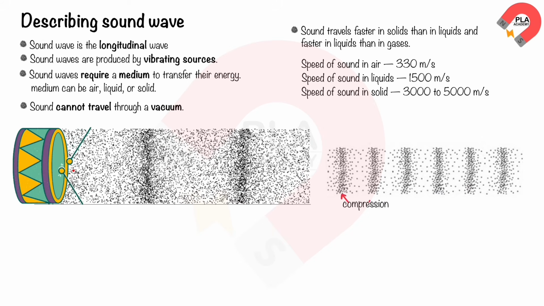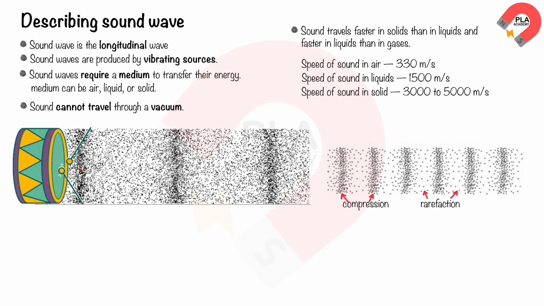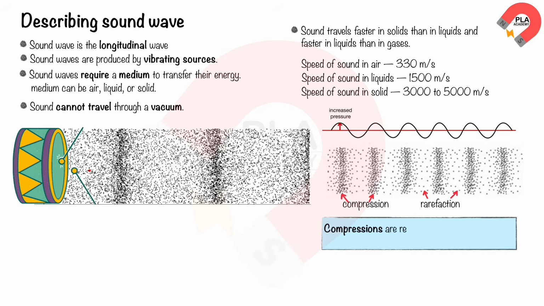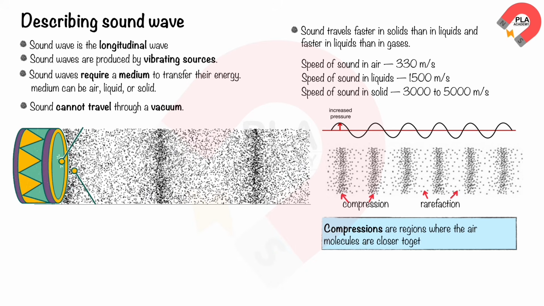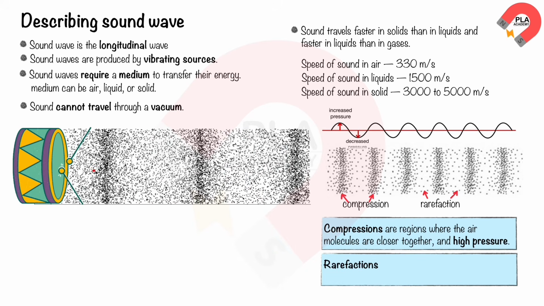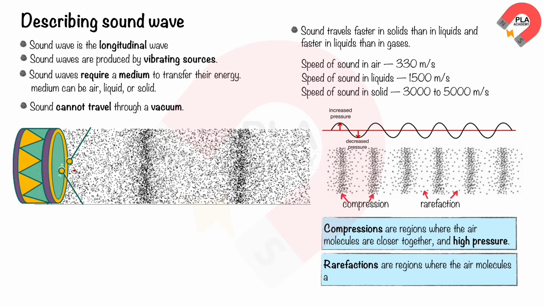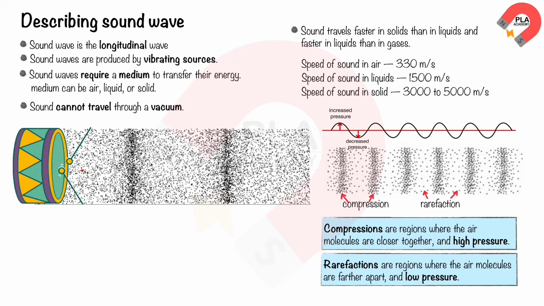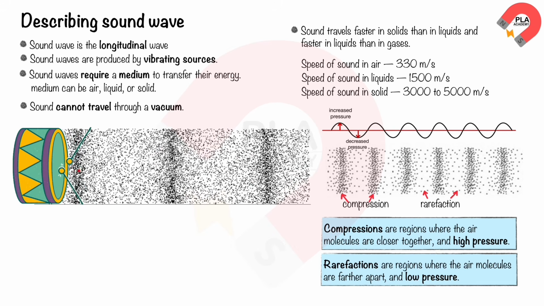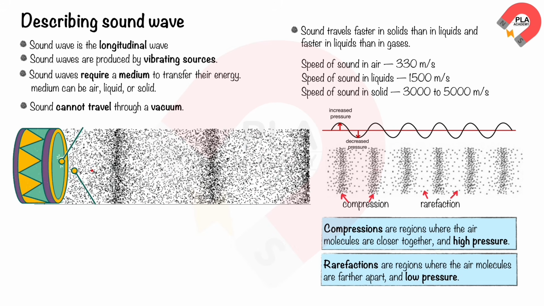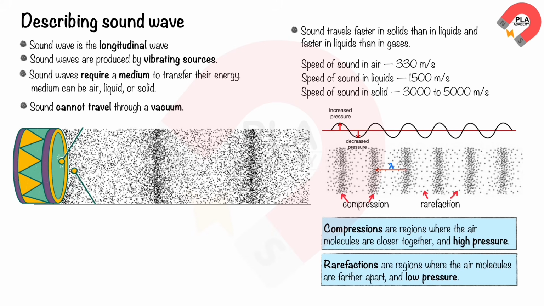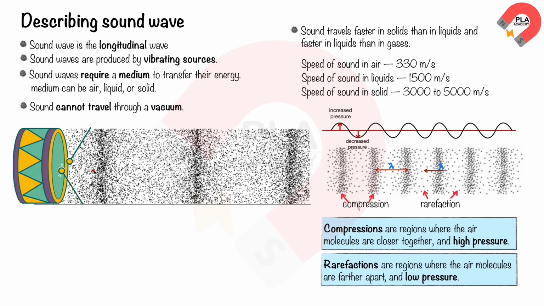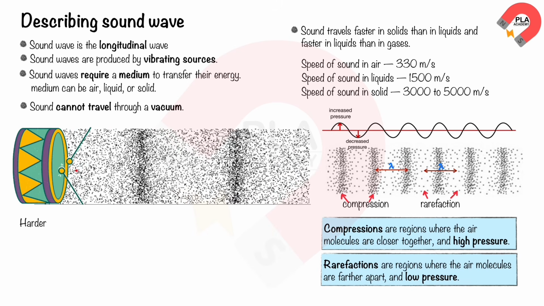This creates a series of compressions and rarefactions in the air. The compressions are regions where the air molecules are closer together and at high pressure. The rarefactions are regions where the air molecules are farther apart and at low pressure. The compressions and rarefactions travel through the air as sound waves. The distance between consecutive compressions or consecutive rarefactions is the wavelength.